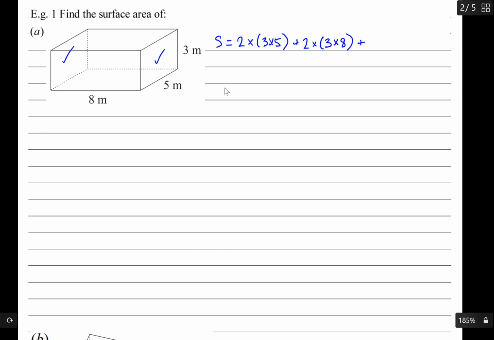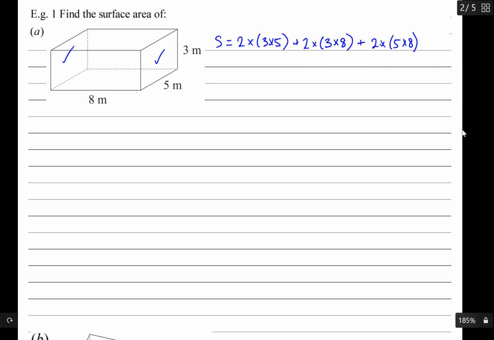And lastly, I want the very top, so this one here, and the bottom, which is going to be the same as it, and that's going to be 5 by 8. And again, I've got 2 lots of those. Now you notice here, mathematically, these brackets don't do anything, right? But I'm just showing my working out by saying I've got 2 lots of that rectangle, 2 lots of that rectangle, and 2 lots of that one.